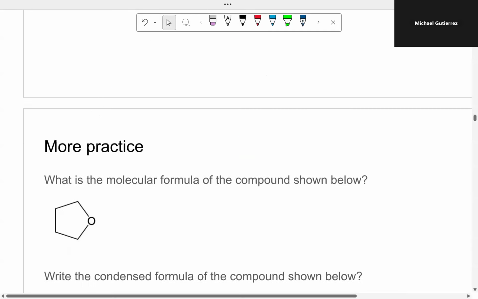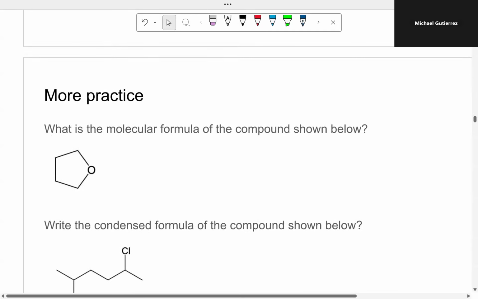Now let's go backwards. Let's start with a skeleton formula and go backwards to figure out how many atoms there are. Let's do the molecular formula for this. So I'm going to take a look at this ring here. Wherever there's a vertex, and in the beginning I recommend doing this, let's just draw everything in.